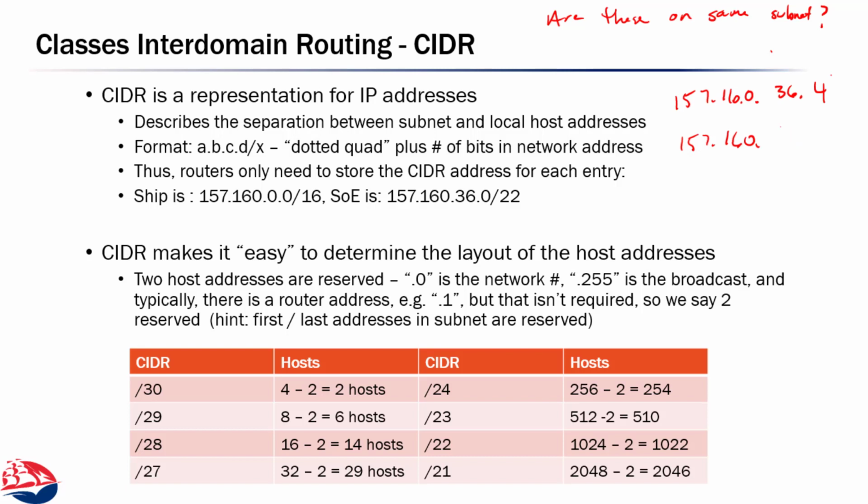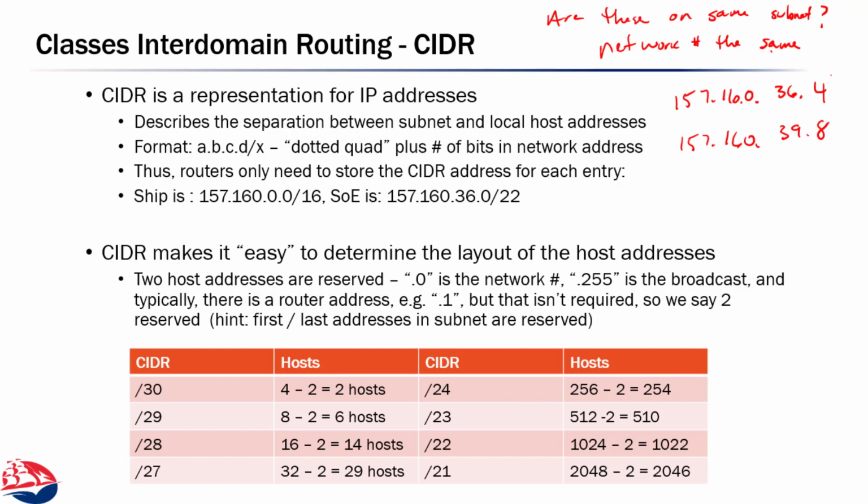We can make it really interesting. 157.160.39.8. So in order to know this, the question is going to be, are their network numbers the same? And the network numbers, or in this case the subnet numbers, are going to be, if I take the network mask or the CIDR address, do I get to the same number after I turn off the bits that are not part of the network number?